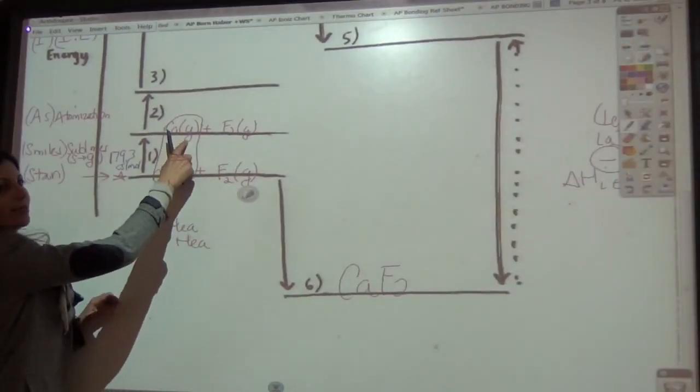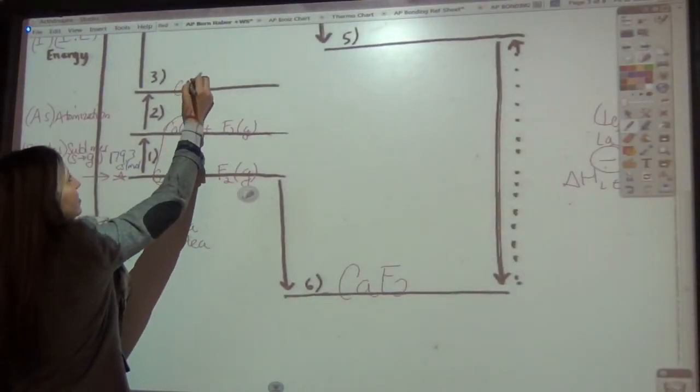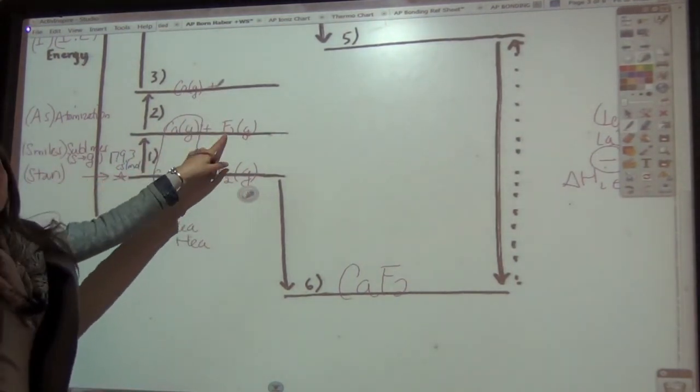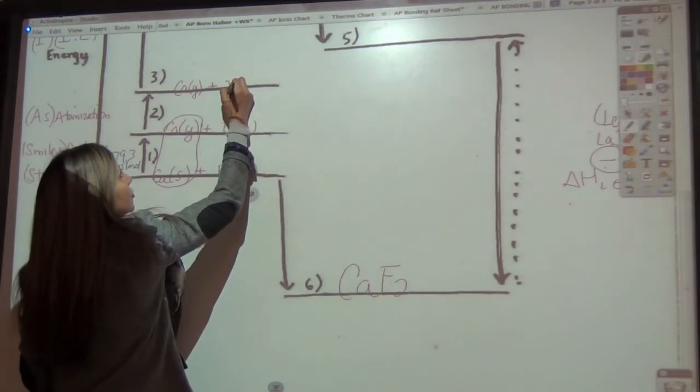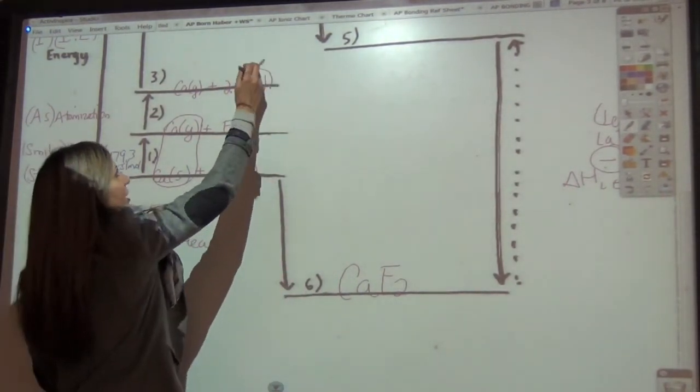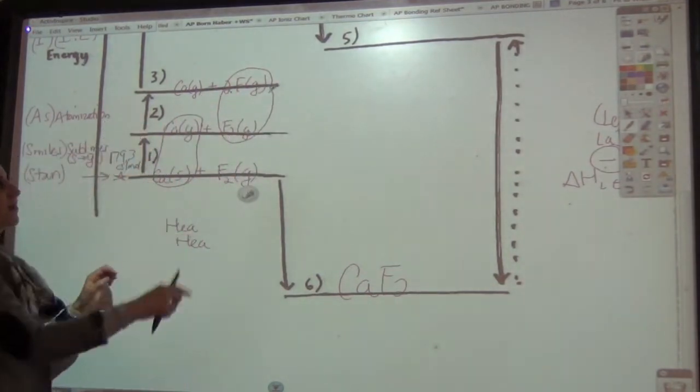Okay, so now our calcium as a gas is going to stay the same. So I've got Ca as a gas plus, but now it's atomization, so F2 instead is going to be 2F gas. Okay, so now this is my change right here, and I need to find out the value.